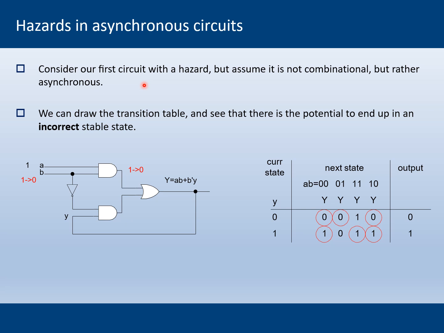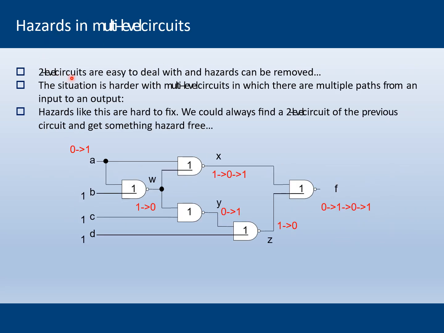hazard in asynchronous circuit. Consider our first circuit with a hazard, but assume it is not combinational, rather asynchronous. We can draw the transition table and see that there is a potential to end up in an incorrect stable state. So this is the asynchronous circuit, and this is the transition table drawn for it. Right.